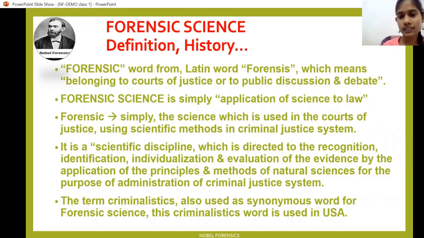Then the term criminalistics, it is also synonymous with forensic science. In our India we use forensic science, but in other countries like the USA they use criminalistics. Both are synonymous words.